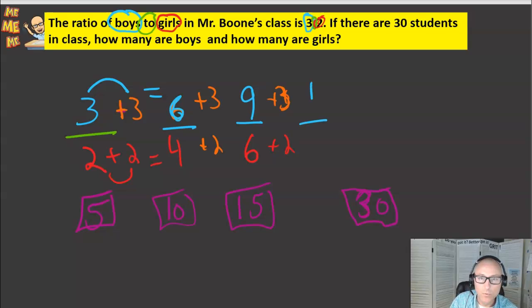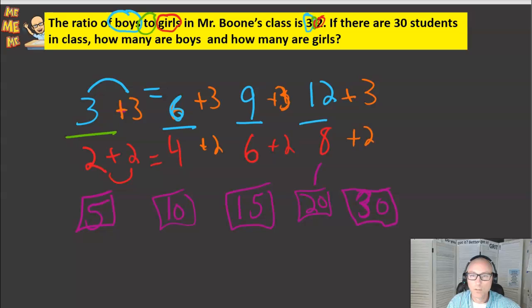11, 12. 12 on the top. If we have 12 boys, how many girls would we have? 8 girls. What's our total now? Ooh, 20. So this total is 12 boys, 8 girls, 20. Let's try it again. If we add 3 to the top, we have to add 2 to the bottom because it's a ratio of 3 to 2.